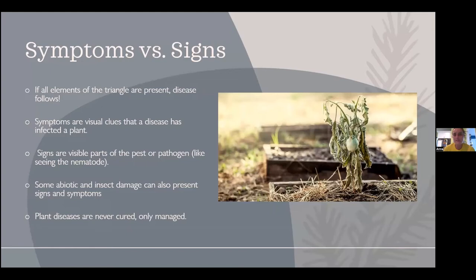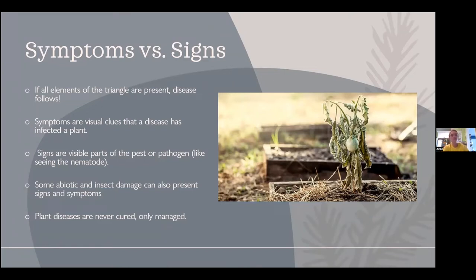So symptoms versus signs. This is where we put on our lab coat a little and start talking about what are some of the things, when we're out in the landscape, out in our gardens, out in the fields, that might tip us off that we're dealing with a plant disease versus say insect damage or something environmental that could be causing stress to these plants and causing them in a lot of cases to look sick, produce less, or die even.